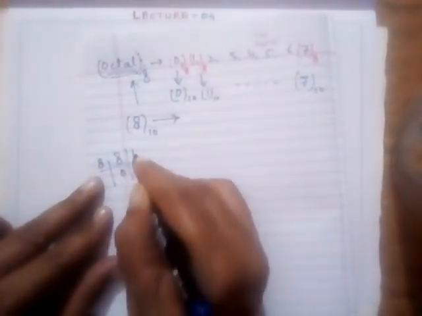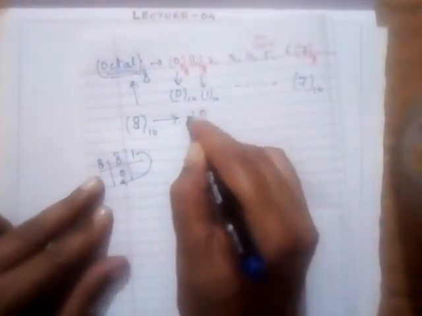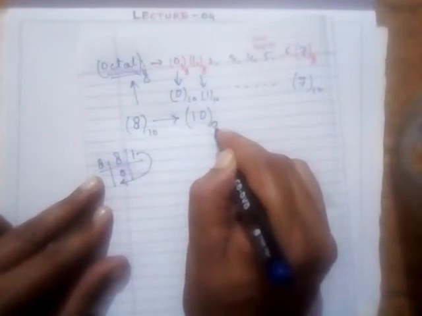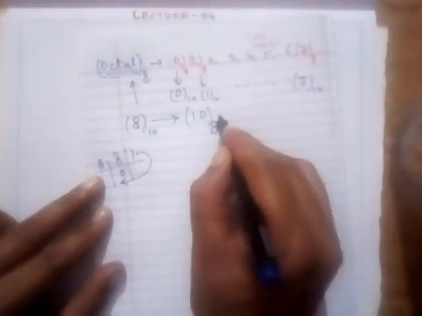It will be like this: 8 divided by 8. So 8 ones are 8, remainder is 0. This 1 is less than 8. I write from this order, it will be 1 0. This is 1 0 in base 8. And then further I can change this into binary also.